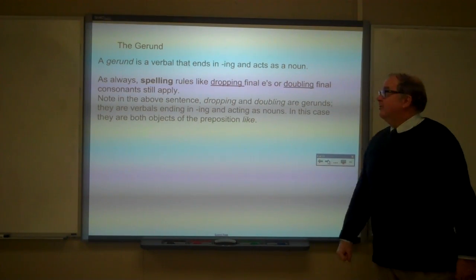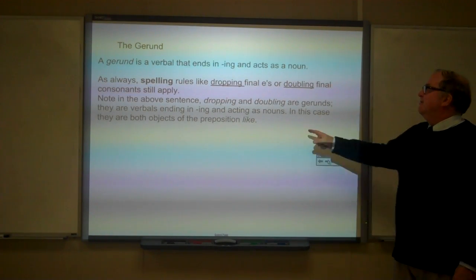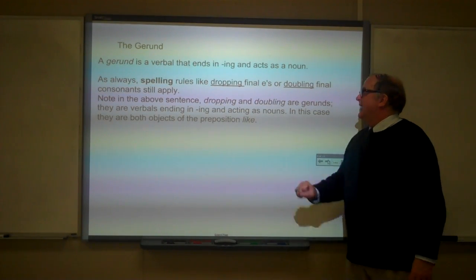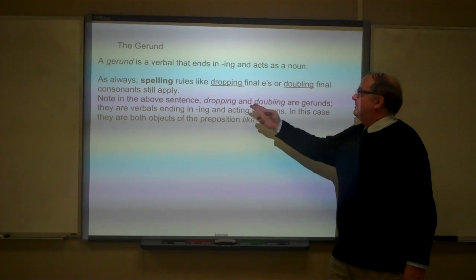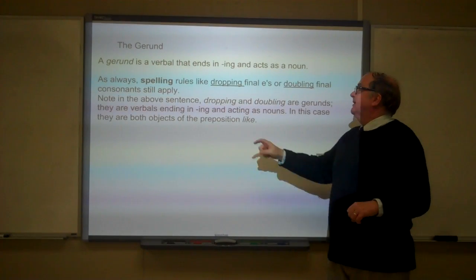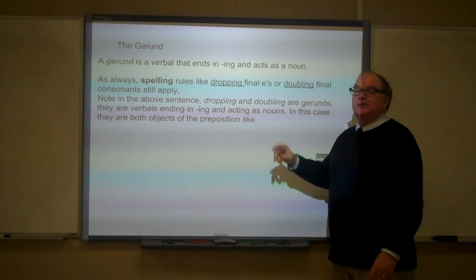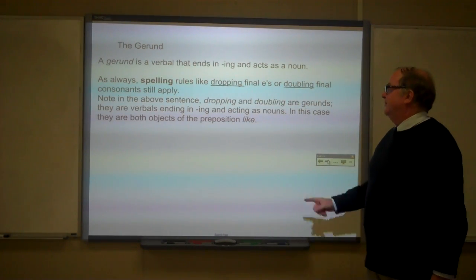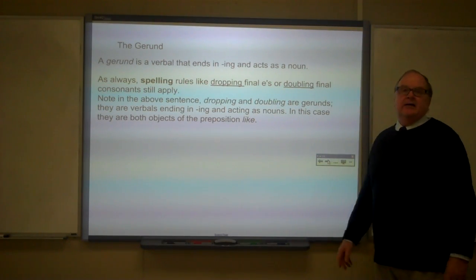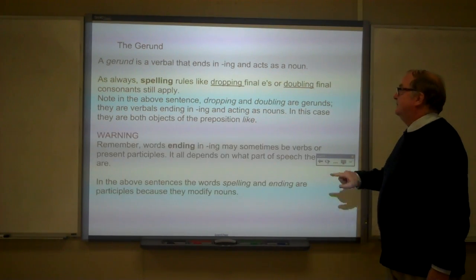As always, spelling rules like dropping final e's or doubling final consonants still apply. Okay. Note in the above sentence, dropping and doubling are gerunds. They are verbals ending in ing and acting as nouns. Like what? Remember, if it answers the question what, it's a noun. So like what? Like dropping. Like doubling. So they're acting as nouns, end in ing, they're gerunds. In this case, they're both objects of the preposition like, because the preposition like has compound objects in this case, dropping and doubling.